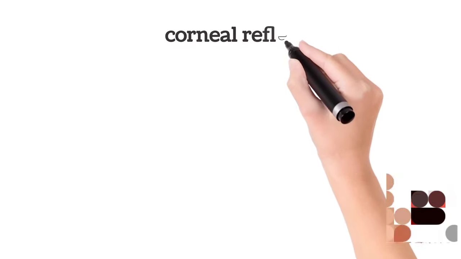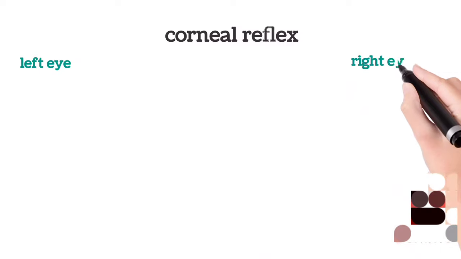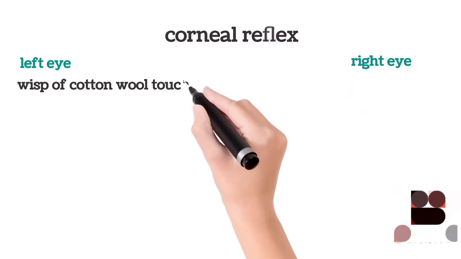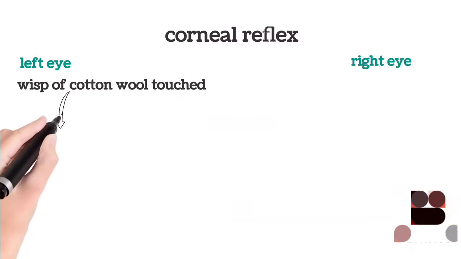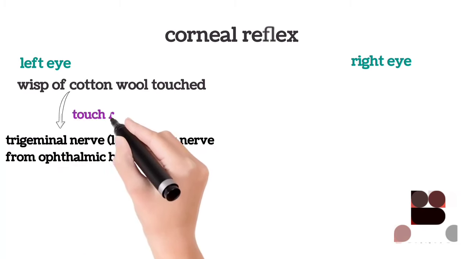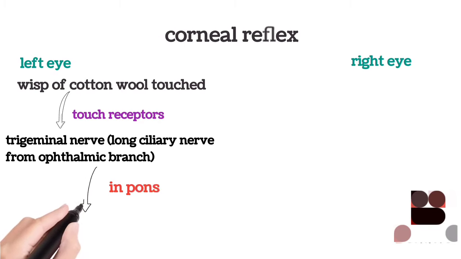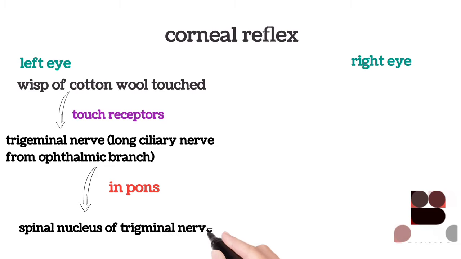What happens is, in both the eyes, suppose the left eye is affected by the light or a wisp of cotton wool. Then through the touch receptors, the impulses will travel through the long ciliary nerve, which is a branch of the ophthalmic nerve, which is in turn a branch of the trigeminal nerve. This will go to the spinal nucleus of the trigeminal nerve, which is present in the pons.